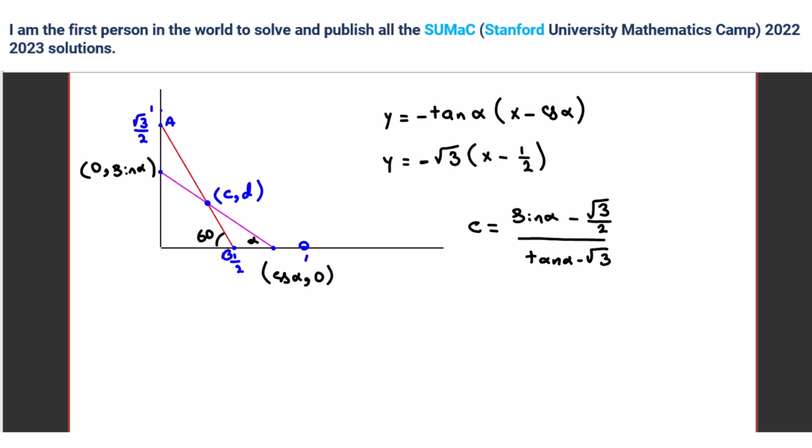Okay, so we want to see it covers which value. So let's solve it again for 1/3, okay? So 3 sine alpha minus 3 root 3 over 2 is equal to tan alpha minus root 3, right? What can we see here? It's not so much easy to calculate alpha, right? But let's do something.